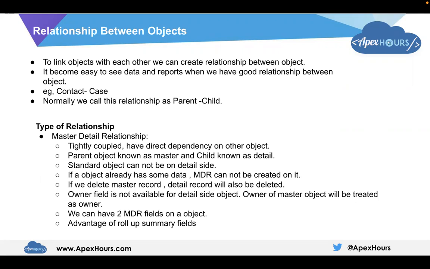On a particular object on the detail side, we can have only two master detail relationships. The advantage of roll-up summary fields can also be utilized only when we have a master detail relationship.